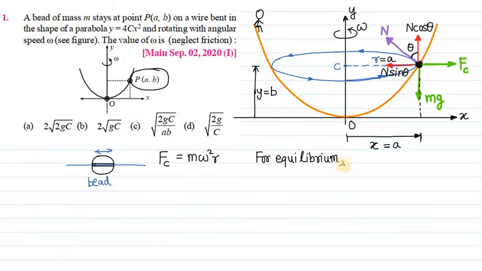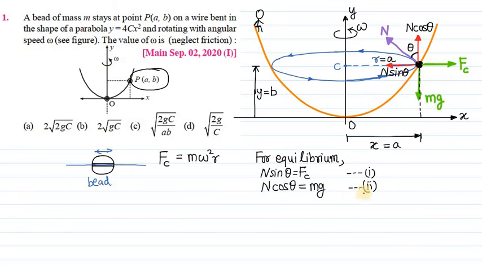So we can say for equilibrium along the horizontal direction, the centrifugal force: N sin theta is equal to the centrifugal force, and in the vertical direction, the upward force N cos theta should balance the downward force mg. So we have got equations 1 and 2.